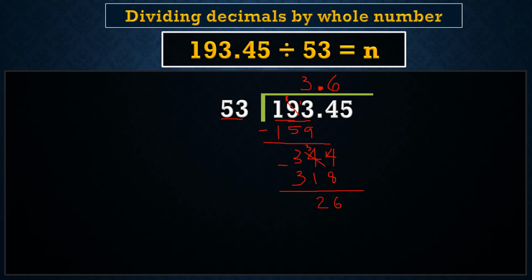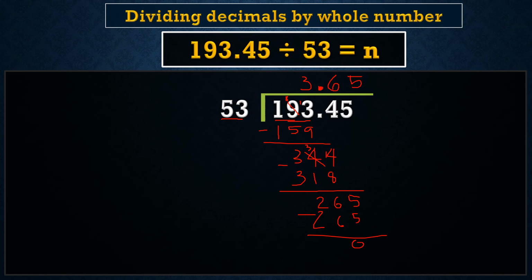26. So we still have 5 to bring down. So bring down 5, that becomes 265. 265 divided by 53 gives us 5. 5 times 53 will give us 265. So we're going to subtract them. 265 minus 265, that gives us 0. So our final answer is 3.65.